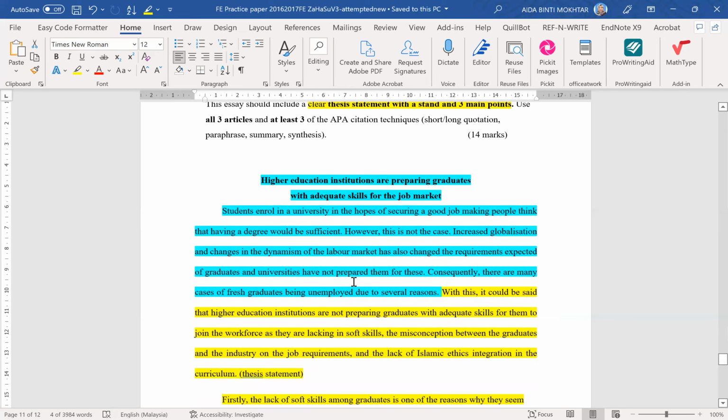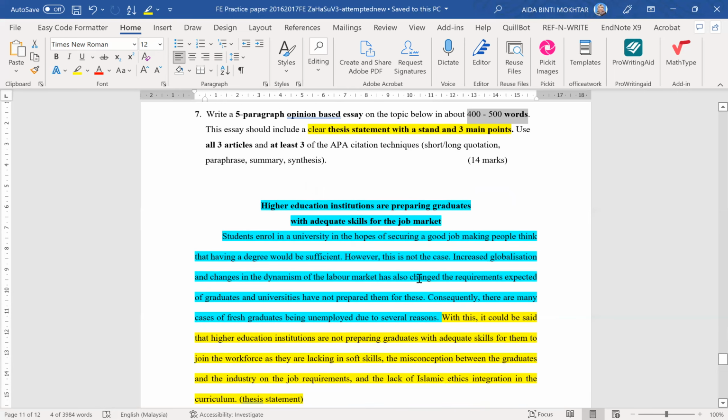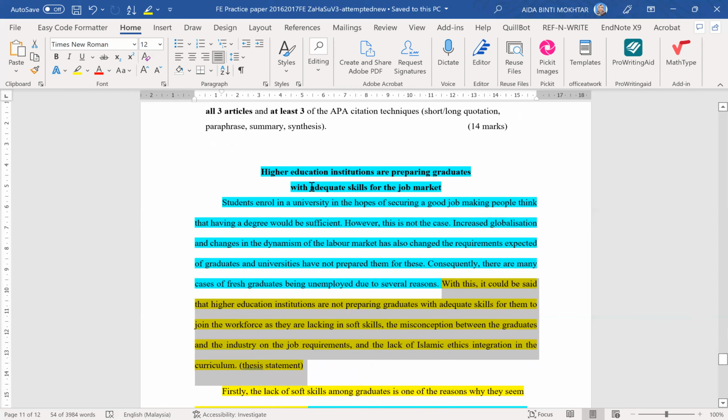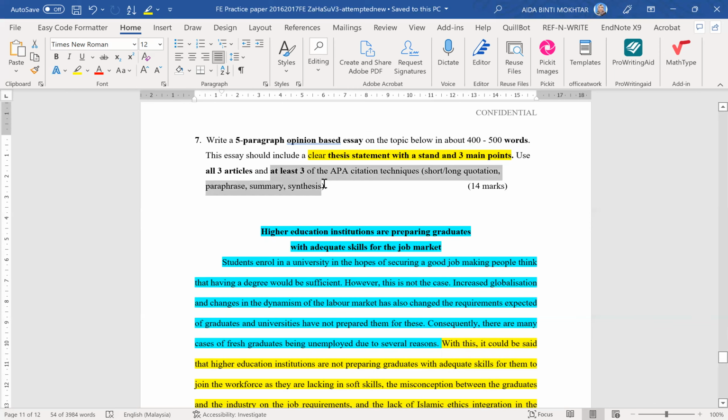And then, it should include a clear thesis statement. So this would be the thesis statement, right? The thesis statement summarizes the main points, isn't it? Yeah, the 3 main points. And then you need at least 3 of the APA citation techniques.